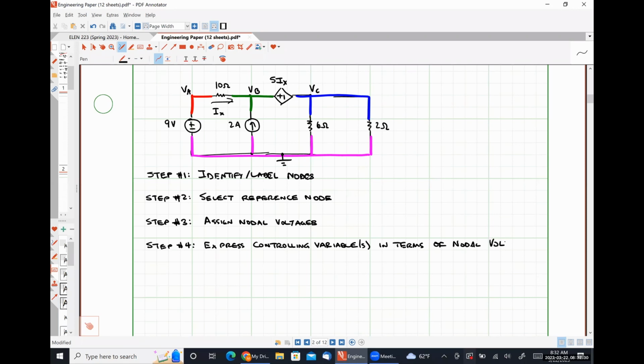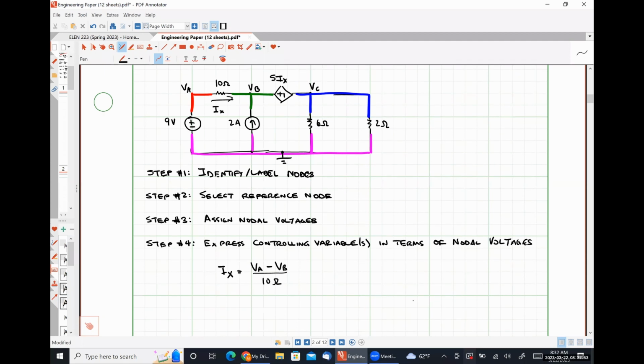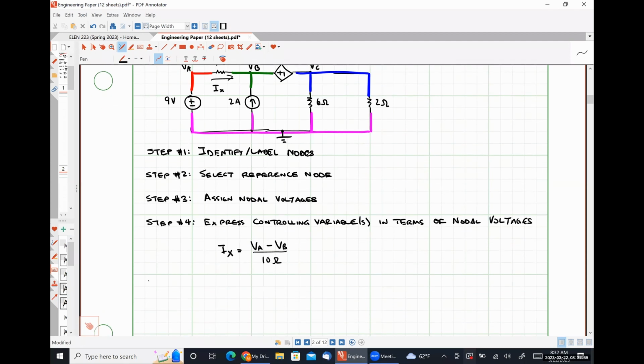Nodal voltages. VA minus VB over 10, is that what you said? Yes, then that is absolutely correct. VA minus VB over 10 ohms. That's our only controlling variable. All right.